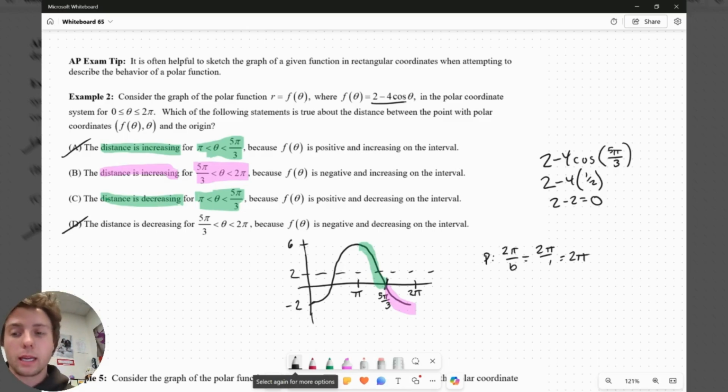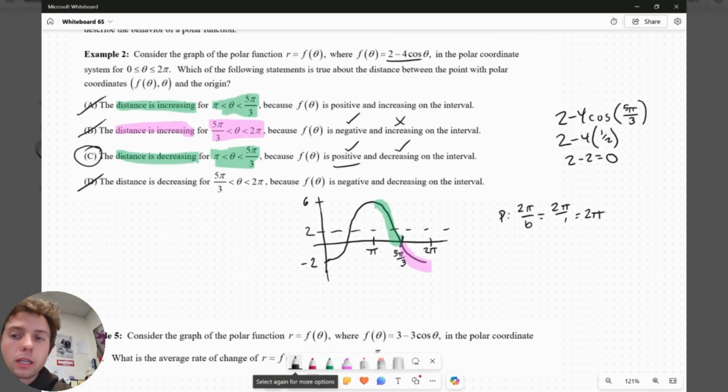Let's start with answer B. Is the distance increasing? Because for that pink section, it is negative and increasing. Well, it is negative. It is below the x-axis. That is true. But is it increasing? Is the function going up? No, that is incorrect. This must be our answer. Is the green section positive? Yes, it is above the x-axis. Is it decreasing? Yes, it is going down. We have now answered example 2.